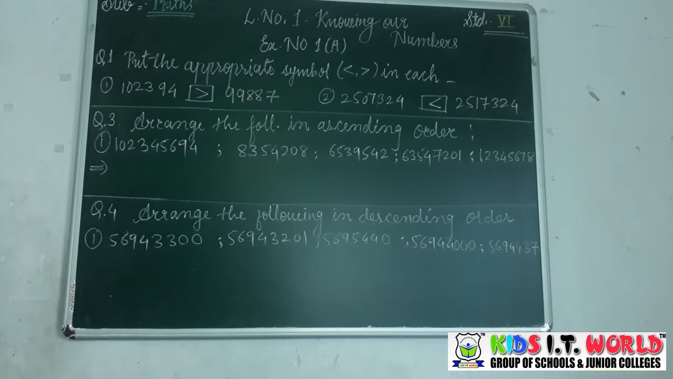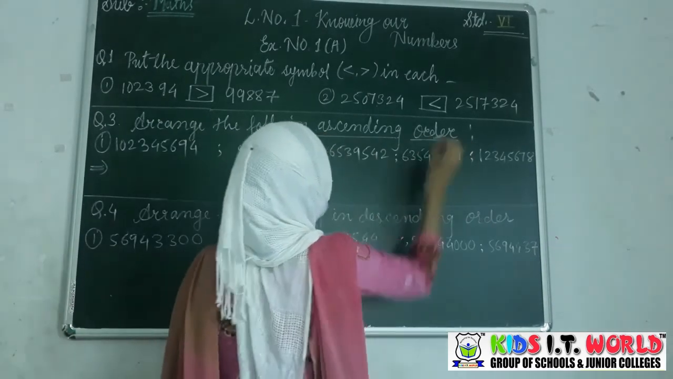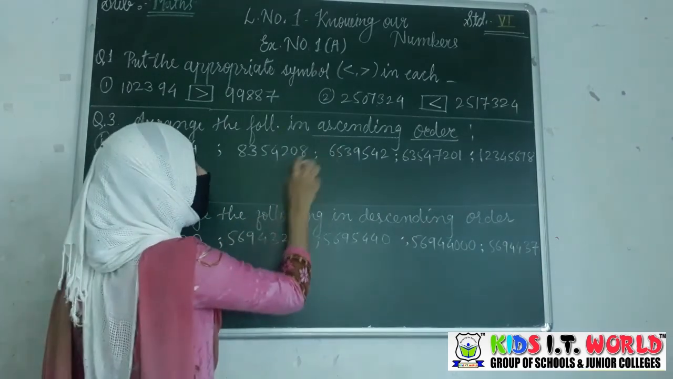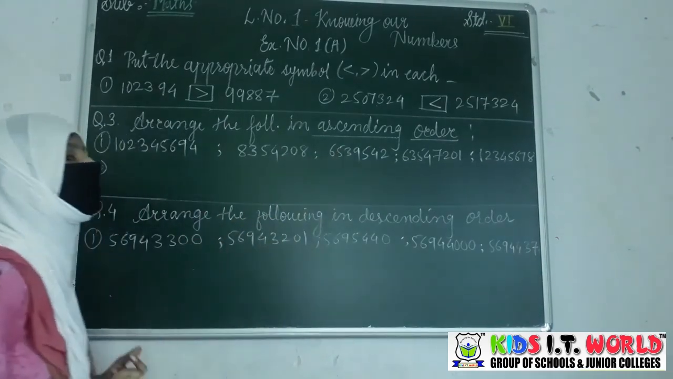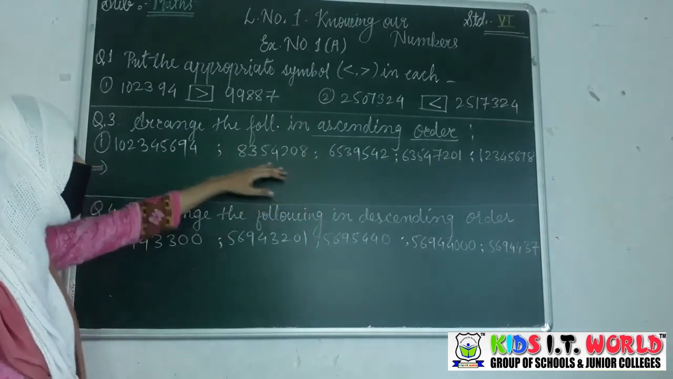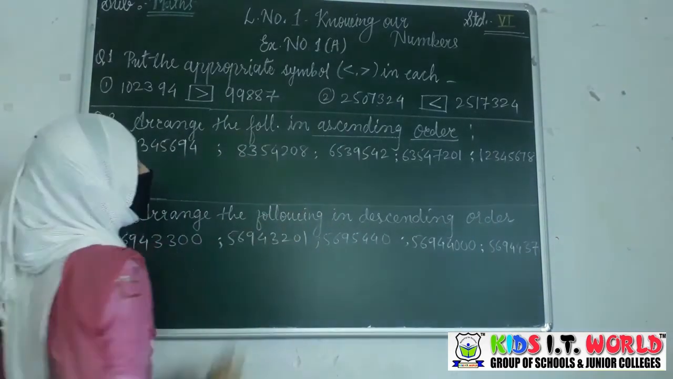Now we will see question number 3, which is: arrange the following in ascending order. Now what is the meaning of ascending order? In the previous year, you learned about ascending order and descending order. So what is ascending order? Ascending order means you have to arrange the numbers in sequence from the smallest number to the biggest number. Whatever the sequence given to you, you have to arrange the numbers from smallest to biggest. So let's start.